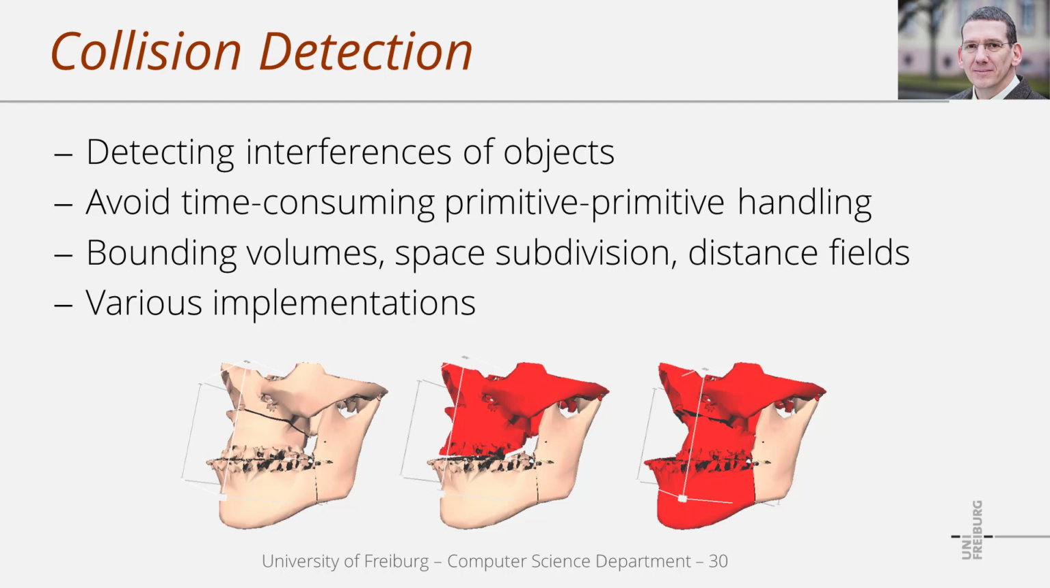In the illustration, we see one example where collision detection plays an important role. We have the model of a skull, and this model consists of various parts. Now, if we move one part, we need an efficient solution to detect whether parts overlap or not. Here in this illustration, overlapping parts are colored in red.